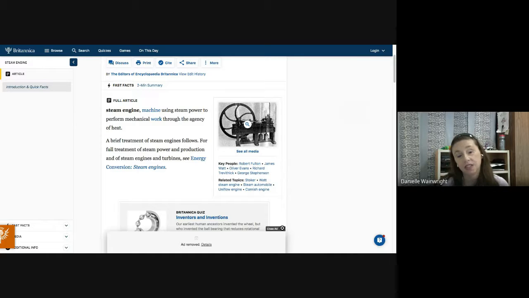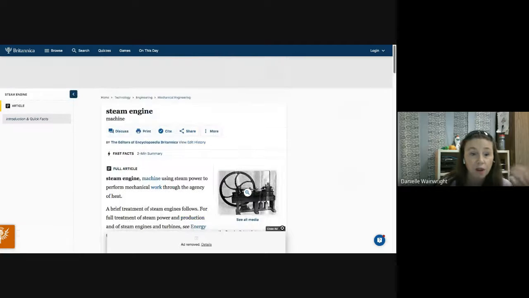We know that this is mostly about steam engines. We know that there's a related entry of energy conversion steam engines, but this article is sending us away for that information. So this is not about energy conversion. So what would this one just be about? Think about a headline you would write for this entry. That's right. You'd probably write steam engine, because this is about steam engines.